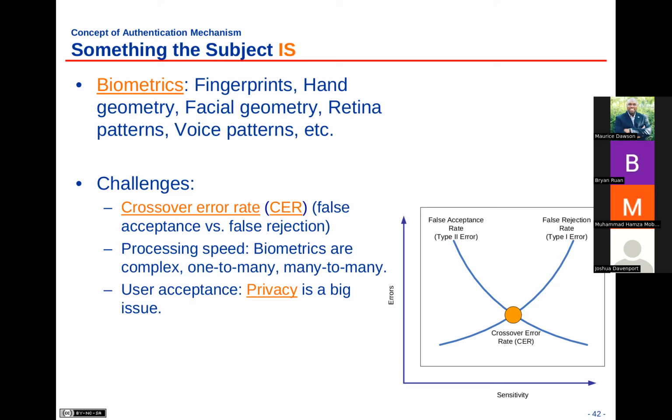And then the other issue is user acceptance. Privacy is a big issue. So when you think about these issues, would you guys be comfortable having to use your biometrics for doing everyday things? You need to use your credit card. Would you be happy providing biometrics as well to use your credit card? Not really. Okay, why is that?